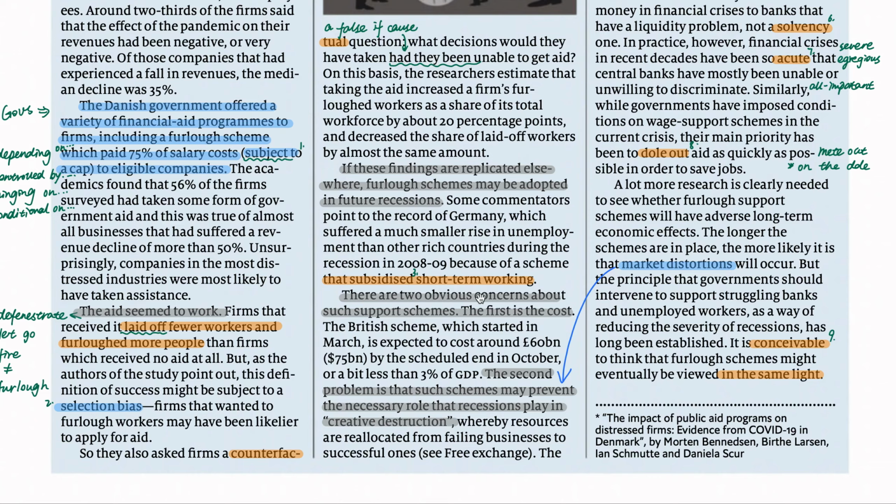There are two obvious concerns about such support schemes. The first is the cost. The second problem is that such schemes may prevent the necessary role that recessions play in creative destruction. You could see again it's pretty much clear. The first, the second. So when you are writing your articles, pay attention to the keywords such as two obvious concerns, the first, the second.